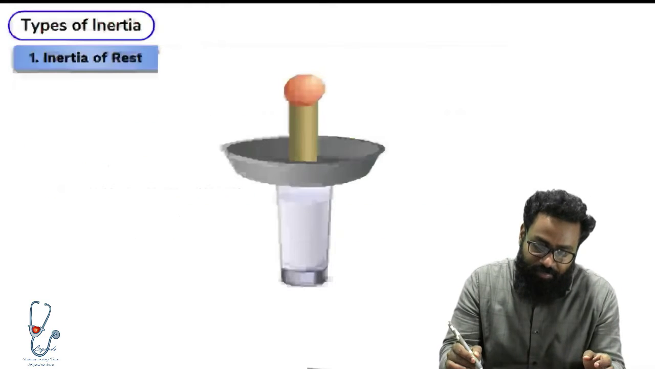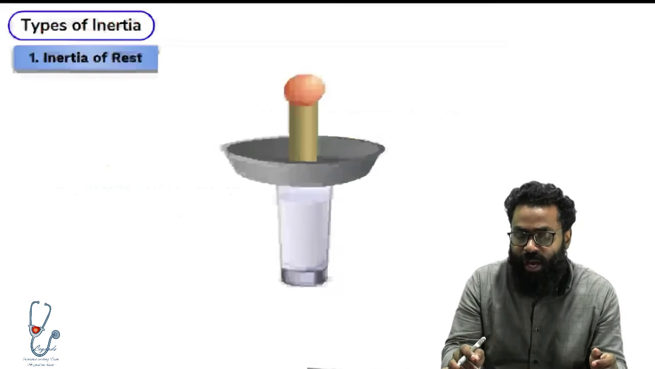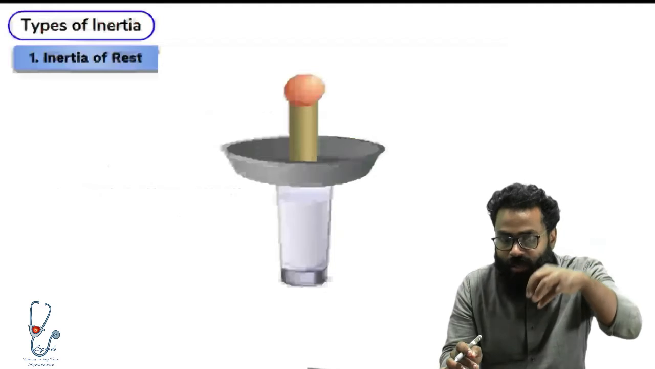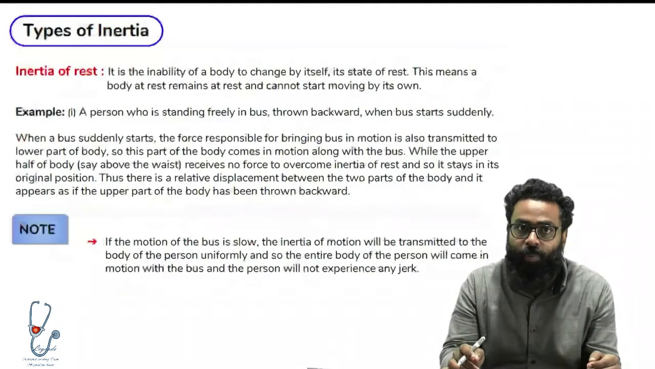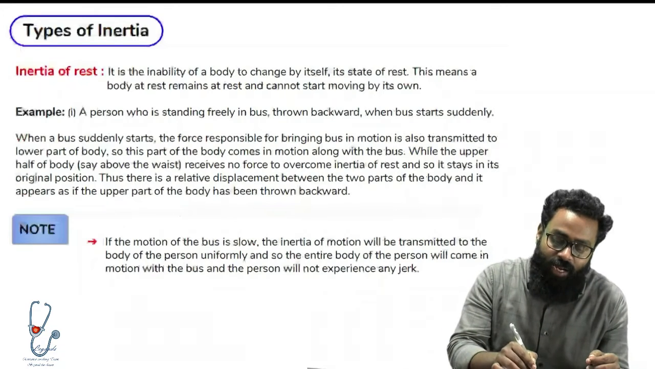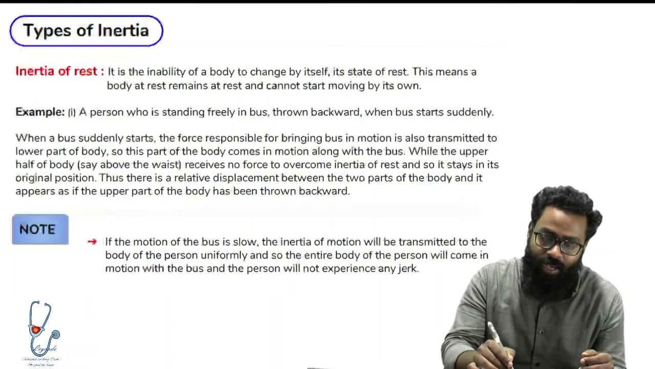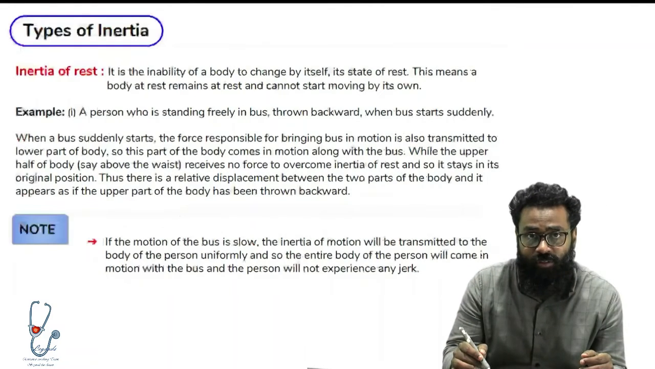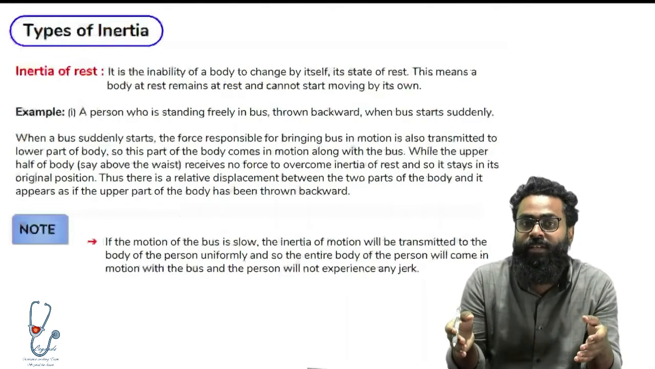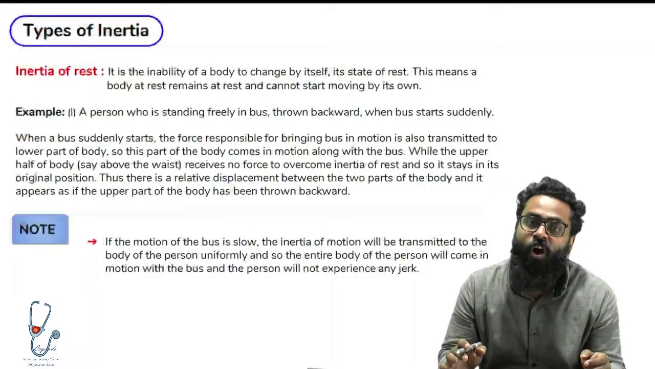Then we move on to the next slide. It is a picture of inertia of rest. We pull the plate and the egg above the plate drops down into the glass. It is an experiment related to inertia of rest. Inertia of rest means the inability of a body to change by itself its state of rest. It is called inertia of rest.